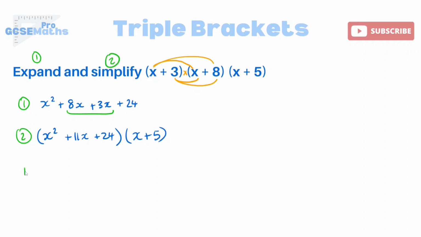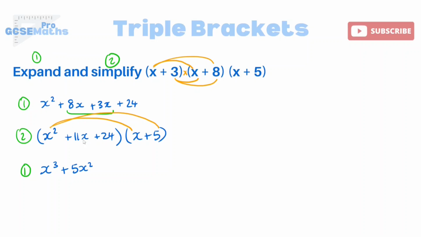So technically we're going back to step 1 and we're expanding again. I'm just going to use the exact same method. So I'm going to start off with this x squared and multiply it by both terms in the second bracket. So I'm going to do x squared times x, which gives me x cubed. Then x squared times 5, which gives me plus 5x squared.